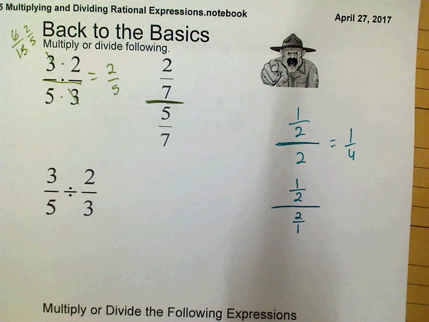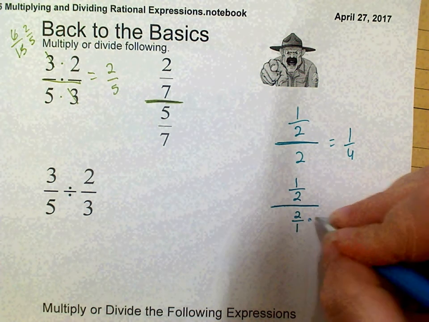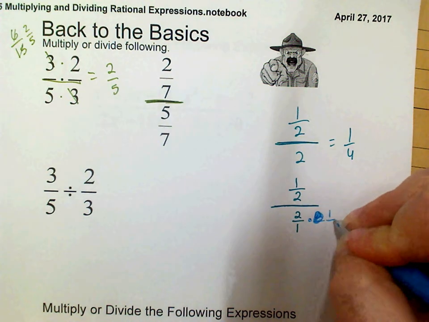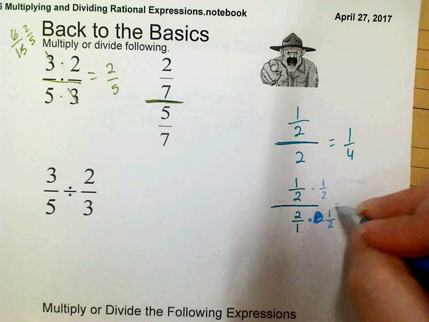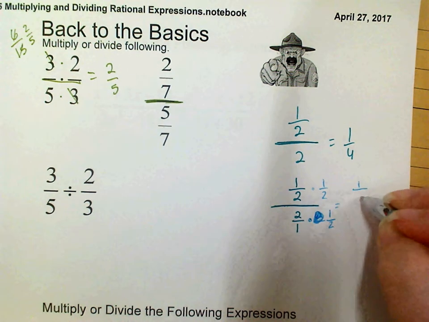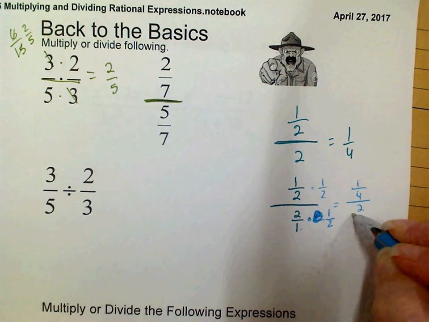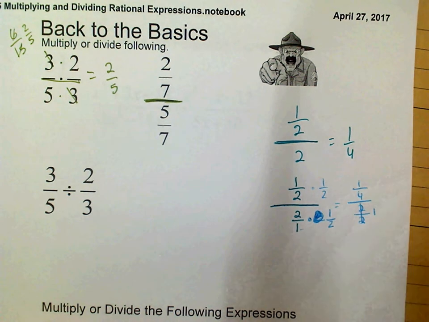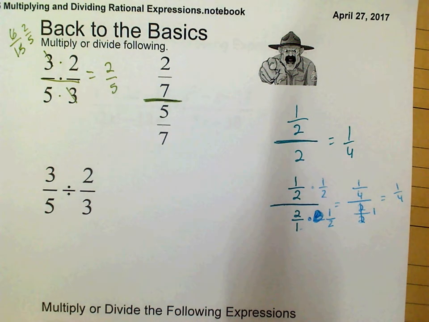If I wanted to rewrite this expression so that I no longer have a fraction in the denominator, I can multiply by the reciprocal, 1 over 2, the reciprocal of the denominator. Because what I get is 1 times 1 over 2 times 2, which is 1/4. And then I get 2 times 1 over 1 times 2, which is 2 over 2, and that is just 1. Anything divided by 1 is just the number that you're dividing, so 1/4 divided by 1 is 1/4.